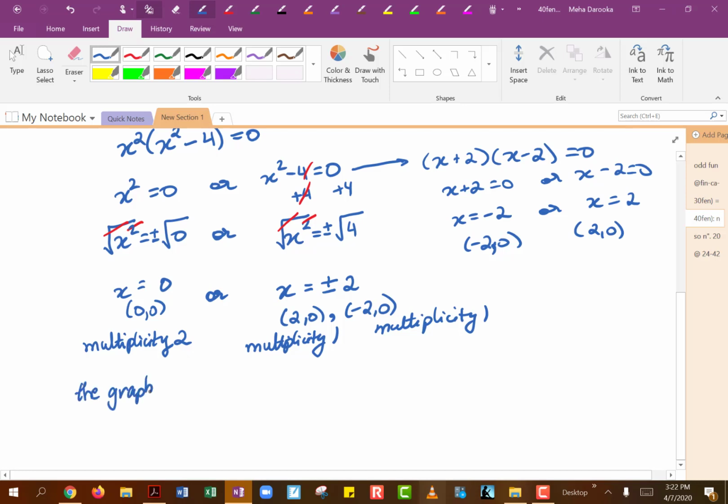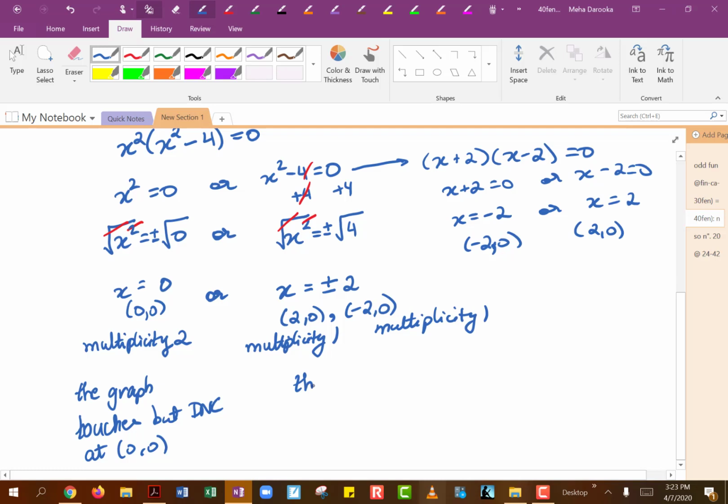The graph touches, but does not cross the x-axis at 0, 0. And then our ordered pairs 2, 0 and negative 2, 0 both have multiplicity of 1, right? And multiplicity of 1 means that's an odd number.